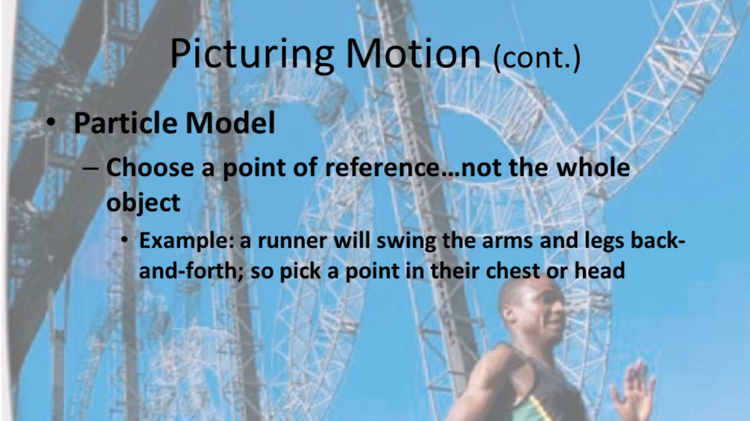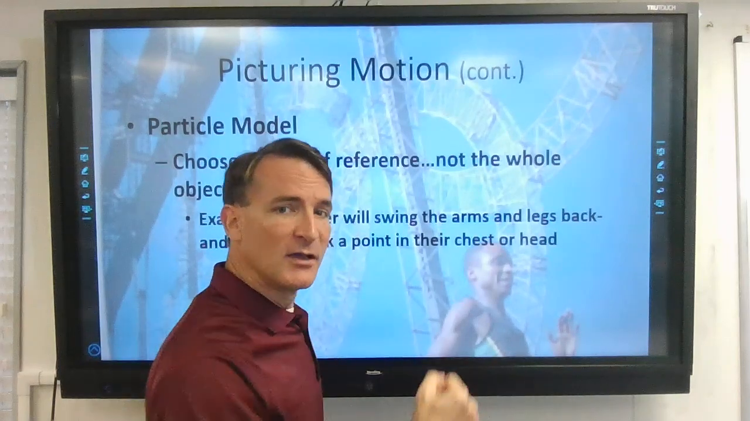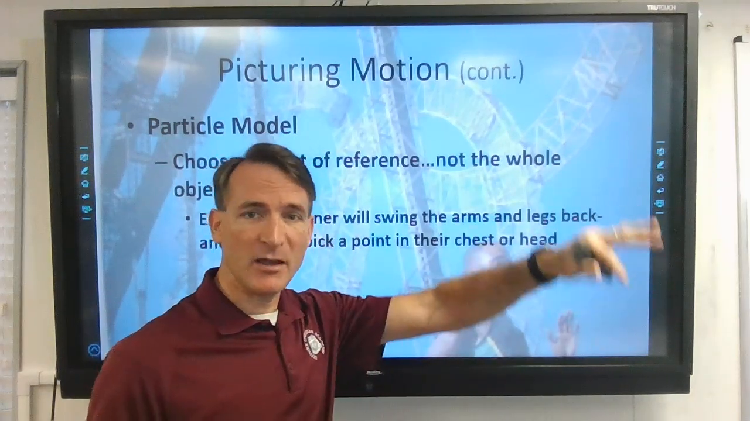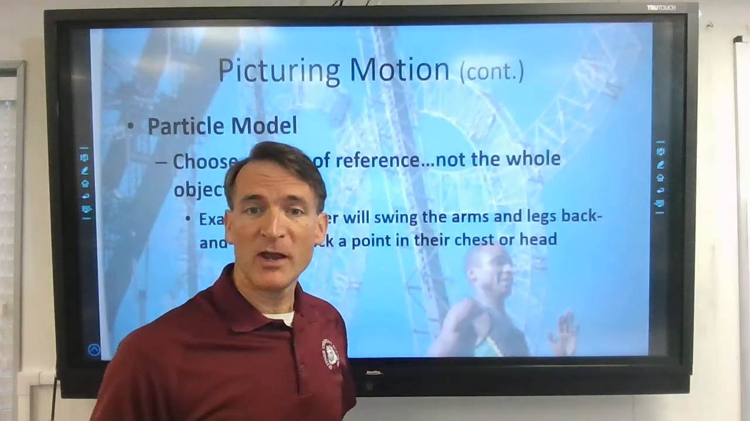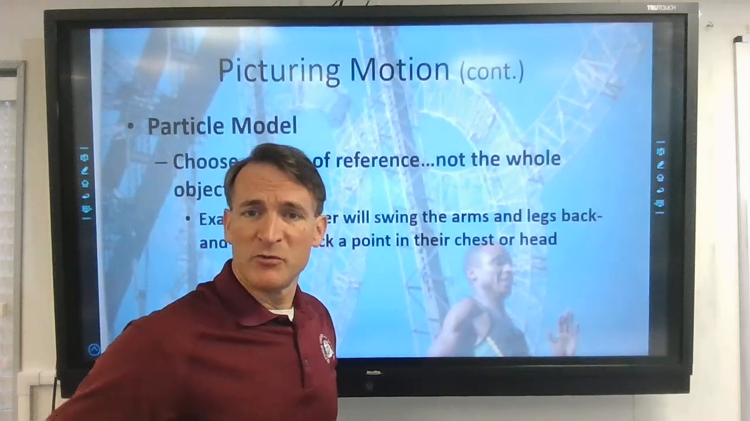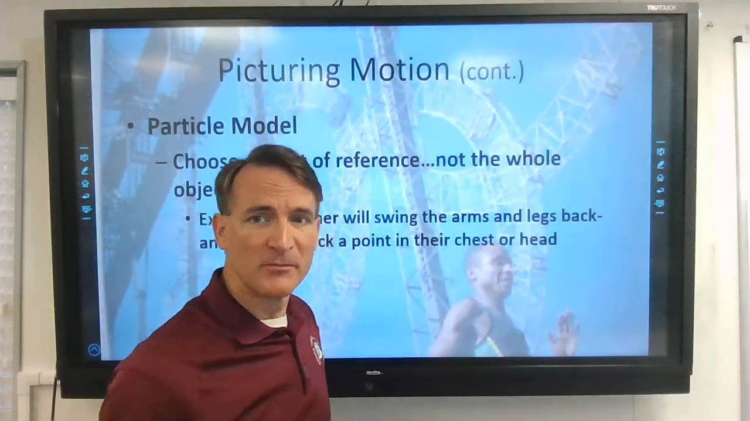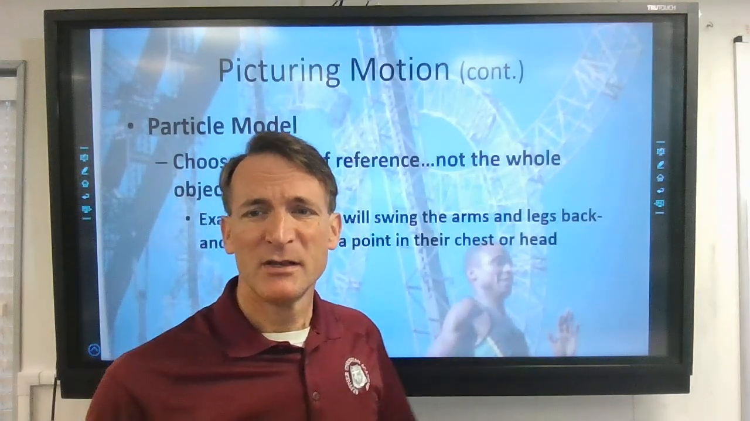The chest, like where the heart is, that would be a good point of reference because as you're running, the chest is pretty much going in a straight line. It's not going up and down. It's not going forward and backward during the race. The hip bone, that would also work. If you're running, that's going to go in a fairly straight manner. Bad places, again, would be the arms, the legs.